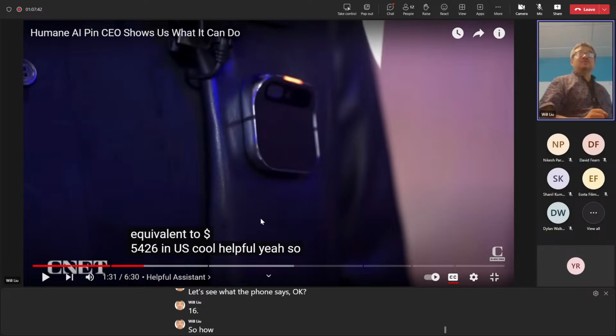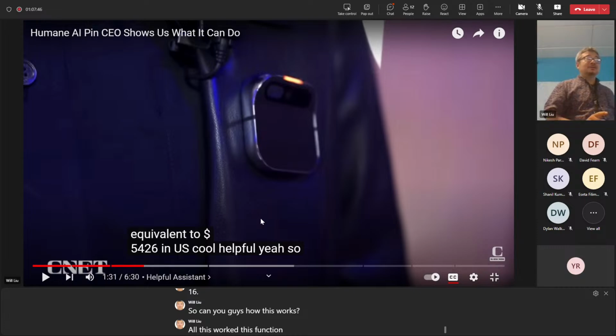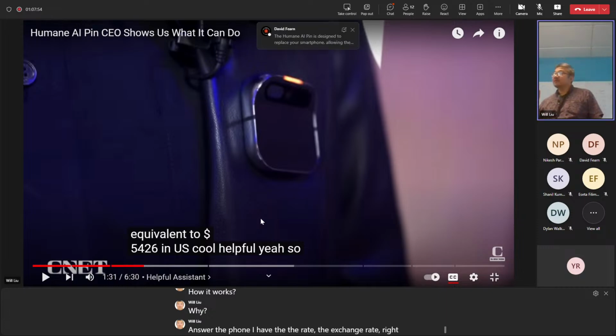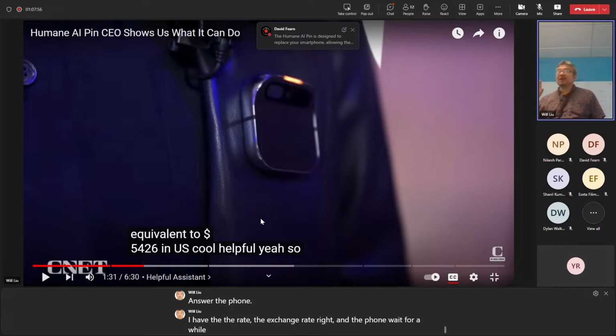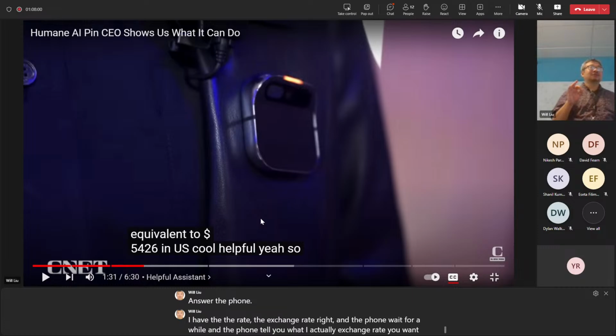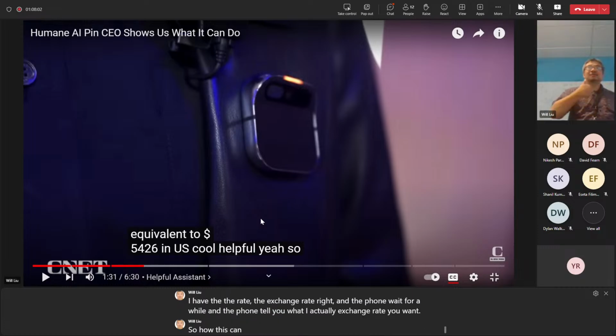Can you guys tell how this function works? When I ask the phone the exchange rate, the phone waits for a while, and then tells you what the exchange rate is. So how can this happen?